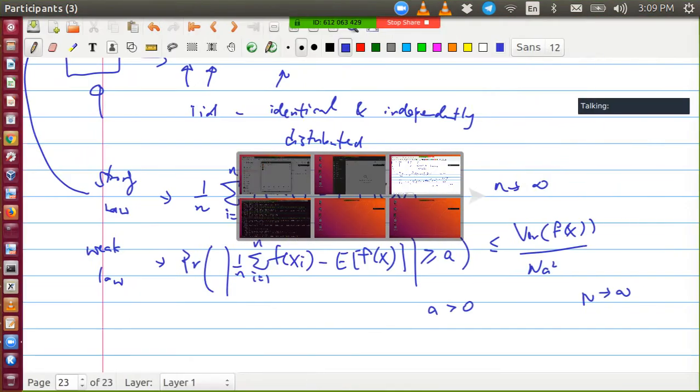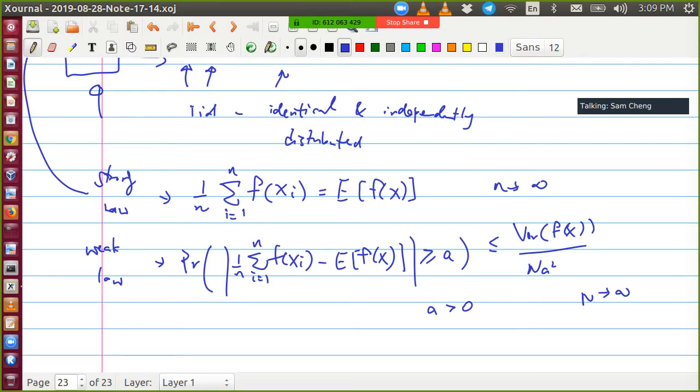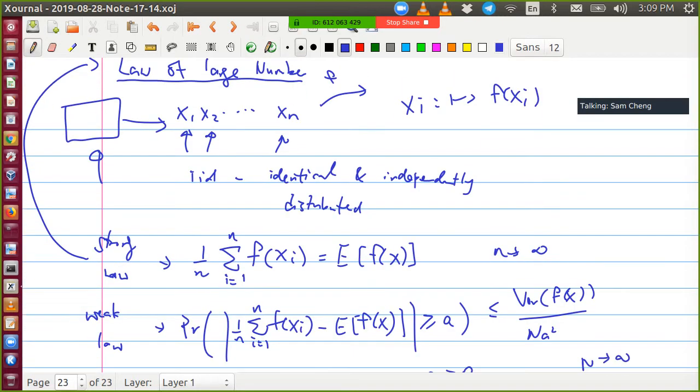Let's see if there are any questions. The setup is extremely simple. If I have a random source and I sample random variables from that source, all of these are identically distributed, and I assume they are independent of each other. Then for each output I can map with some function f into f(xi), and I try to find the average.